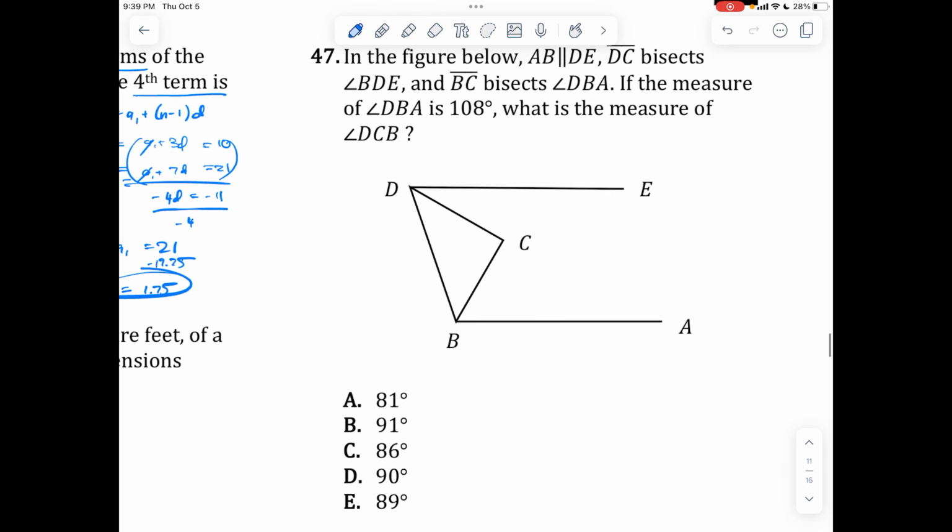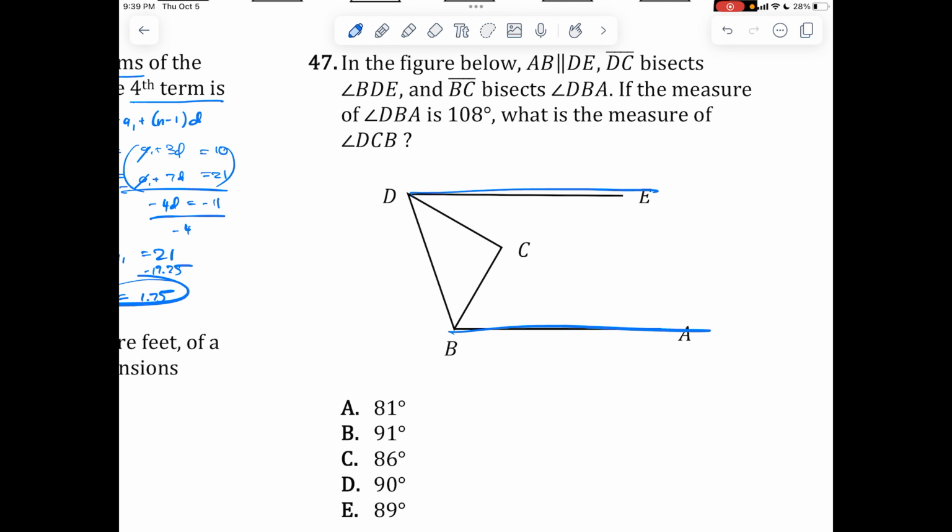In the figure below, AB is parallel to DE. DC bisects angle BDE.